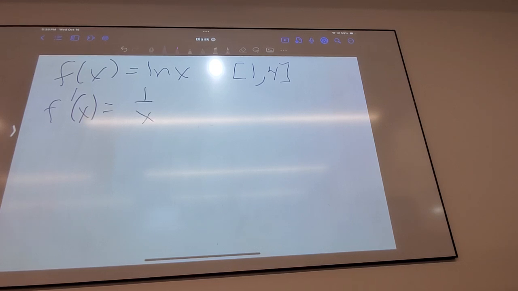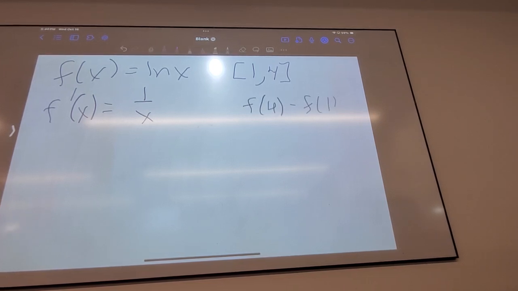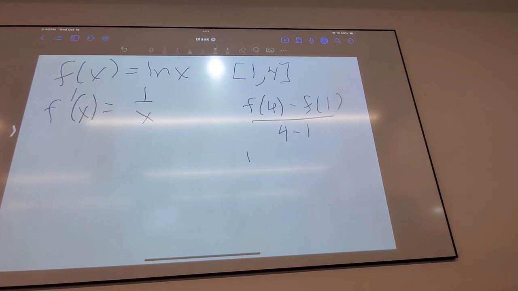What's the slope the algebra way? Good. f of 4 minus f of 1, over 4 minus 1. f of 4 is natural log of 4, right? How do you feel so far? Minus f of 1, what's f of 1? 0. Over 3. So I get natural log of 4 over 3. So what's got to be true?